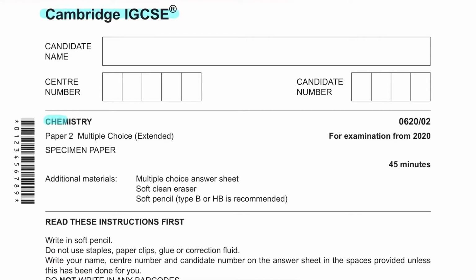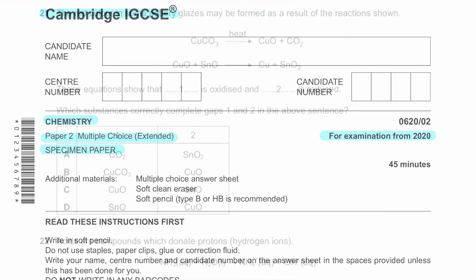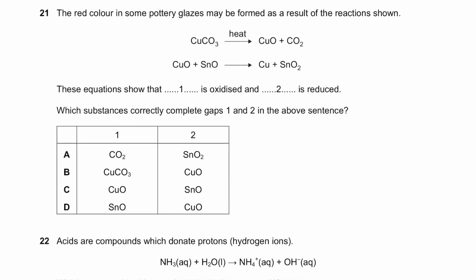Cambridge IGCSE Chemistry Paper 2, Specimen Paper for Examinations in 2020. Continued from our previous video, we're starting from question 21.